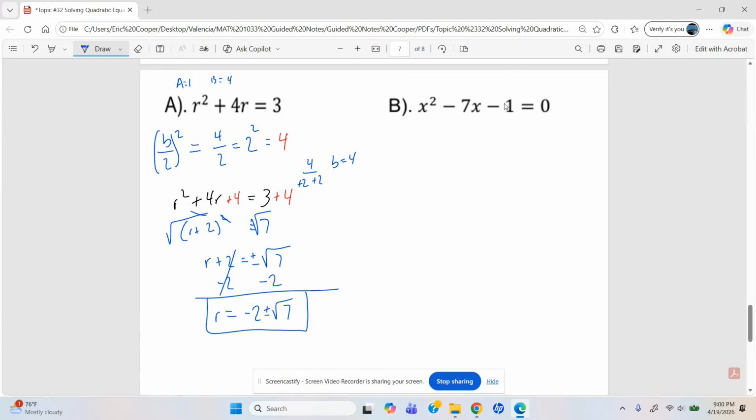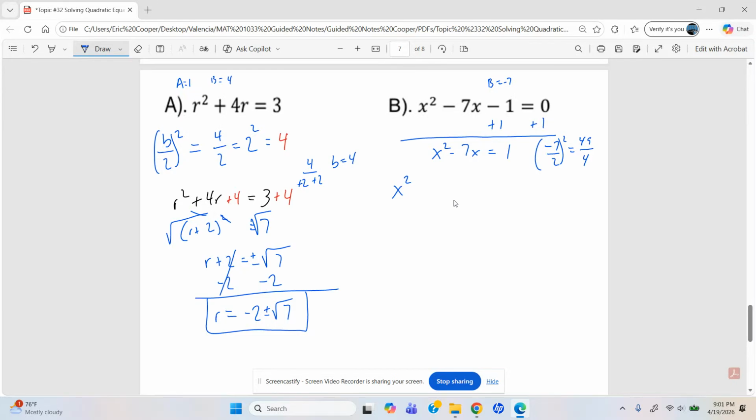On B, notice now I don't have the constant over here. So I'm going to move the constant over here before I begin completing the square. I always want the left side to be nothing but variables and the right side to be the constant. Now I'm going to identify the b term. The b term in this case is negative 7. So I need to take half of negative 7, which is negative 7 over 2, and I need to square it. When I square a fraction, I square both parts. So negative 7 squared is 49, and 2 squared is 4.